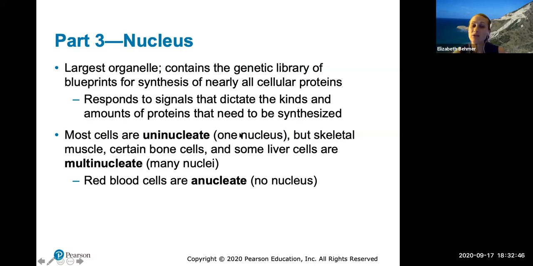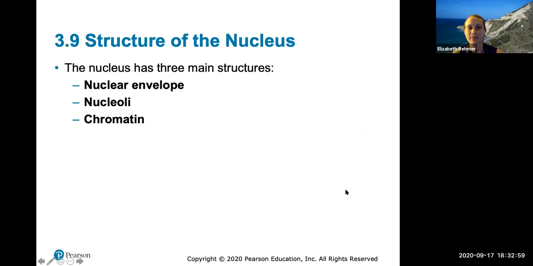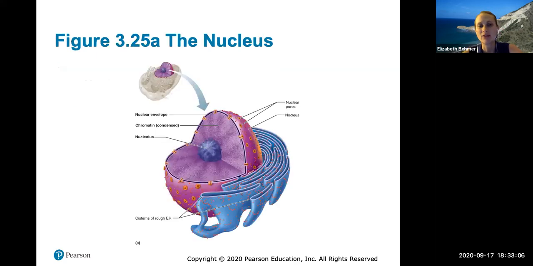Most cells have one nucleus, but some can have many nuclei: some skeletal muscle, certain bone cells, and some liver cells. And the only cell that does not have a nucleus is the red blood cell. So the structure of the nucleus has a nuclear envelope, some nucleoli throughout it, and chromatin.